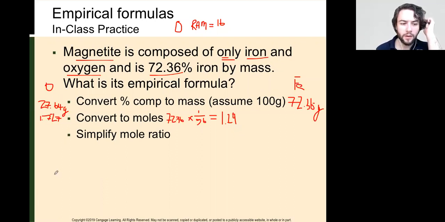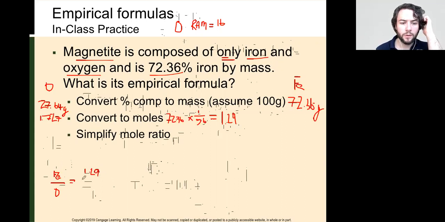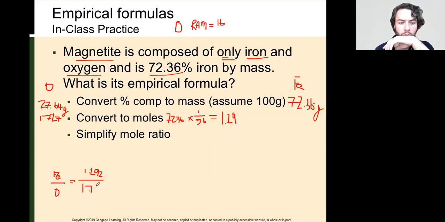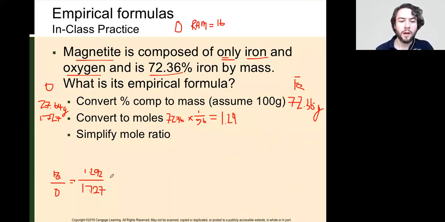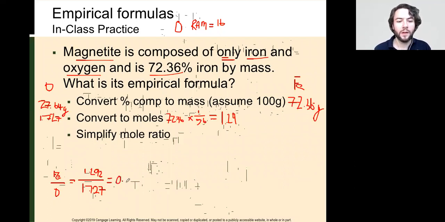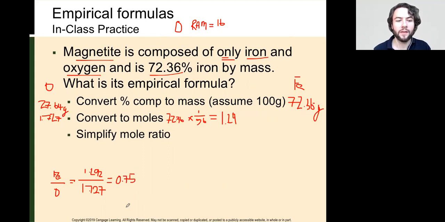All right, so then we have a mole ratio now. For every iron over oxygen, we have 1.292 divided by 1.727. Sometimes these look like actual numbers and sometimes they don't. That is equal to, I feel like I'm getting better at this now, about 0.75. So that means for every 1 oxygen, we have 0.75 irons.